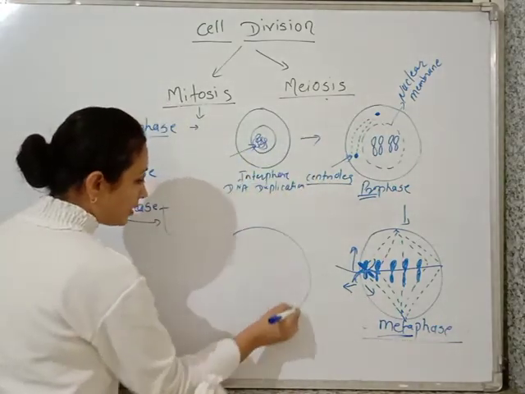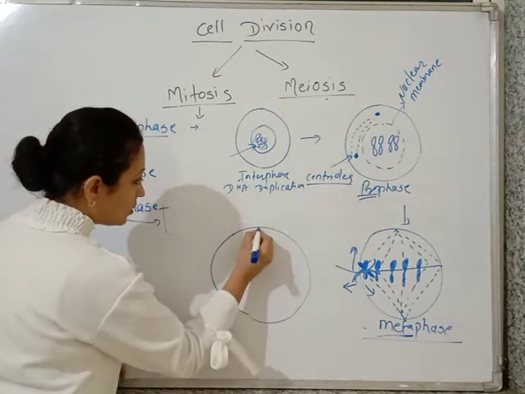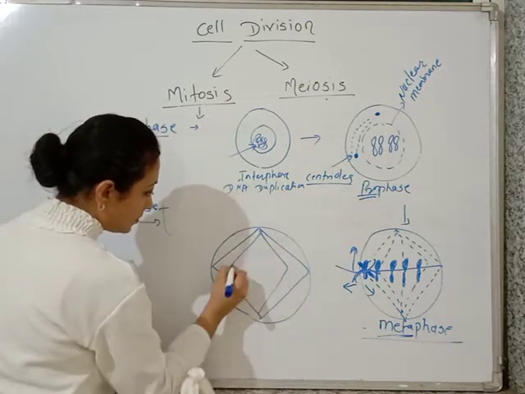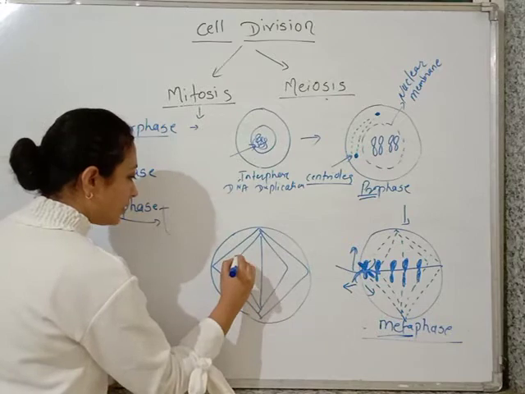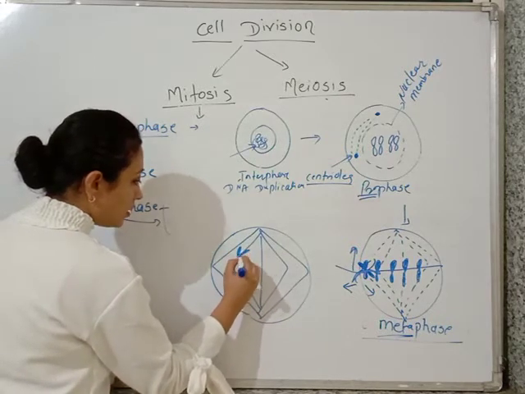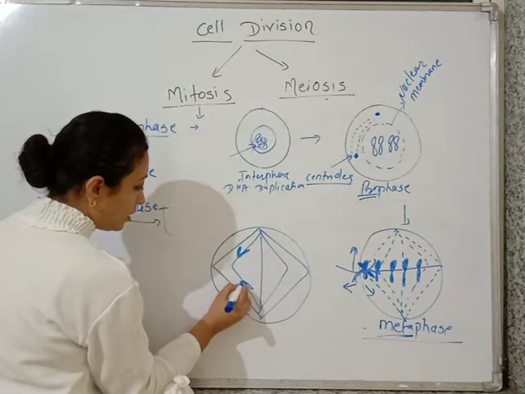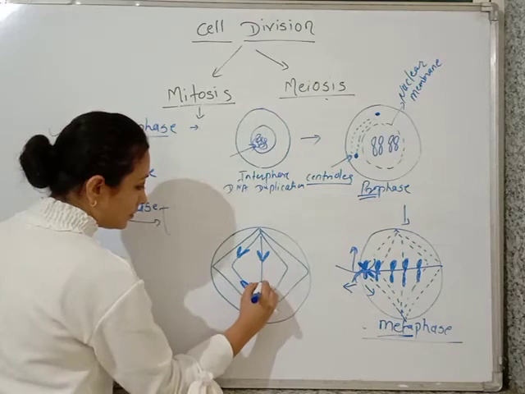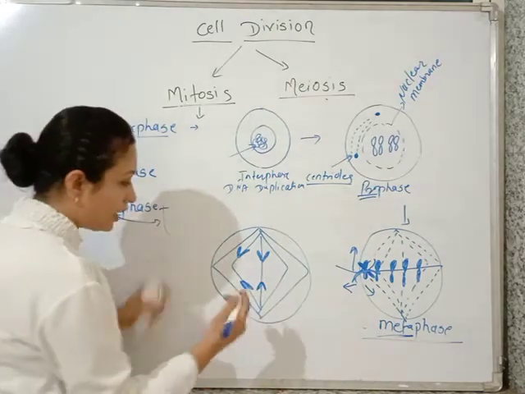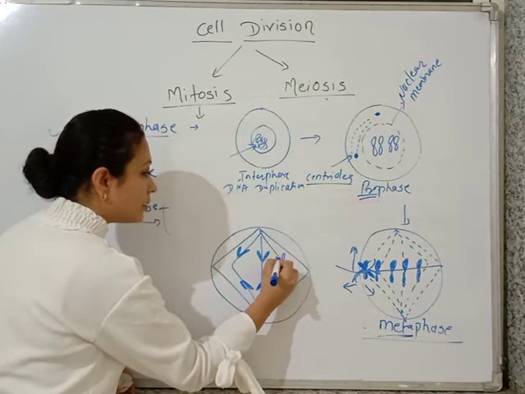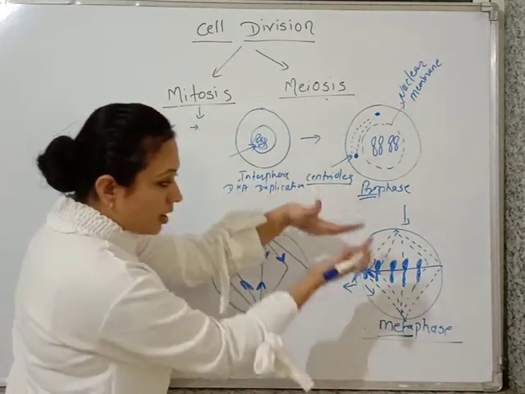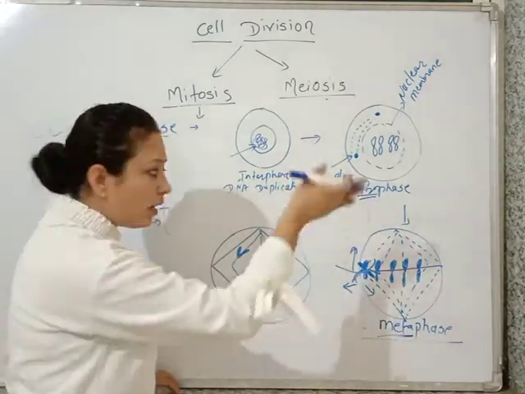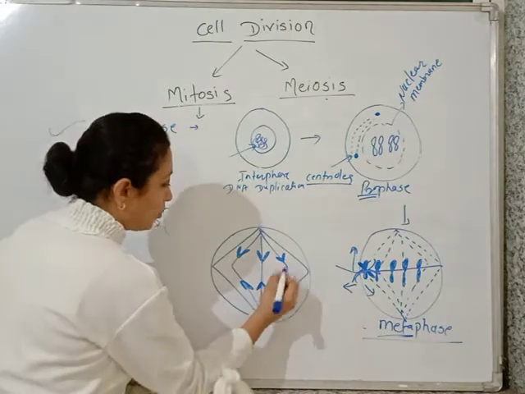So in the anaphase, what happens? The chromosome moves towards the opposite pole. Like this, half of the chromosome will move towards the upper pole and the other half will move towards the down pole. So that is the pulling of the chromosomes in the opposite direction. The chromosomes get pulled to the opposite poles.